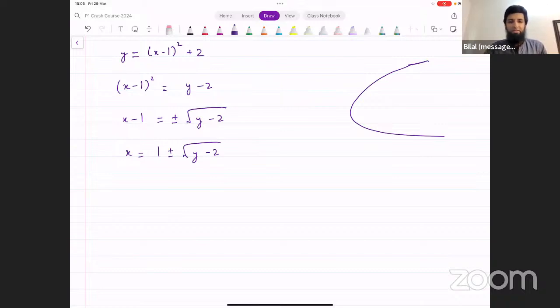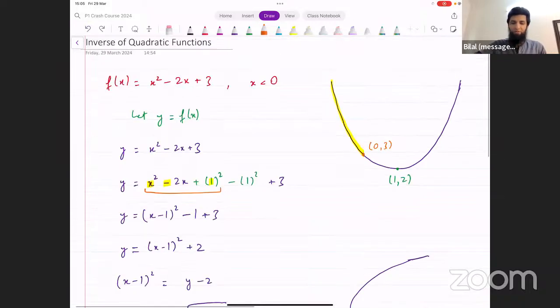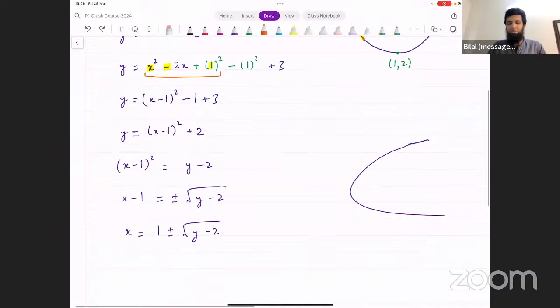Now, this is not even a function, right? Because it's one to many. One value of x here can give me this value of y, this value of y. It's not even a function. Why? Because we're considering the whole thing for now. Many to one, it becomes one to many.